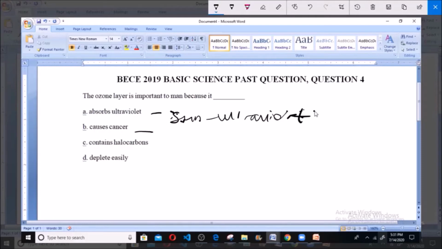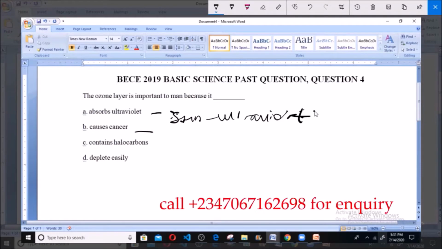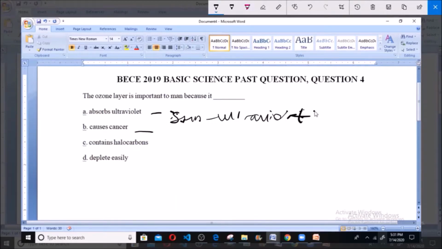Then B says causes cancer. No, the ozone layer does not cause cancer, because it absorbs all these rays that have a tendency to cause cancer in humans. These cancers are like tumors. They grow in different parts of the human body and then cause havoc.